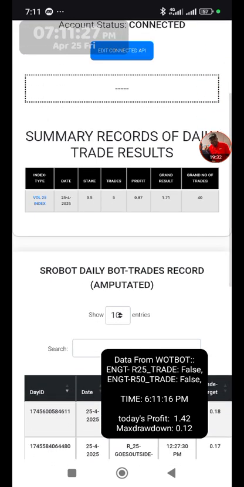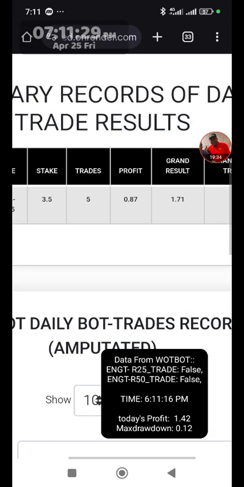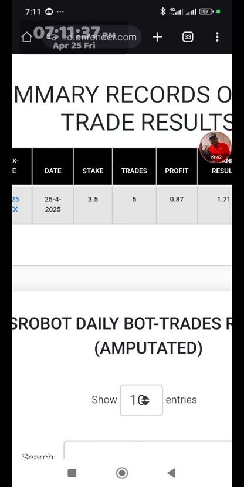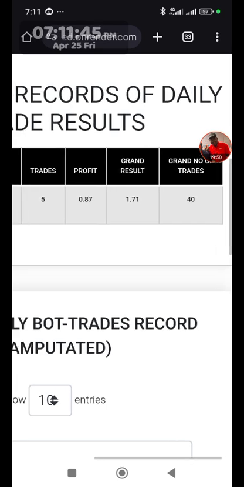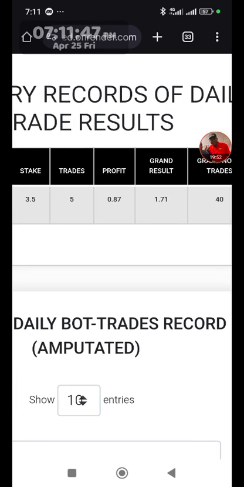You can see today it has made 87 cents. So we're trading with 3.5 and we've made 87 cents. Okay, it did 5 trades. Why? Because the percentage continued to drop, and I didn't want to touch that stuff.